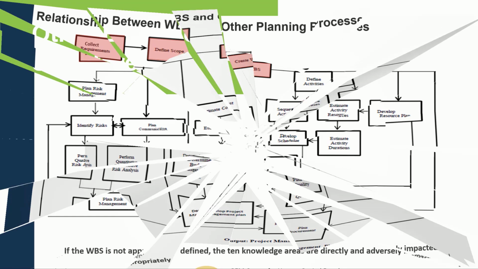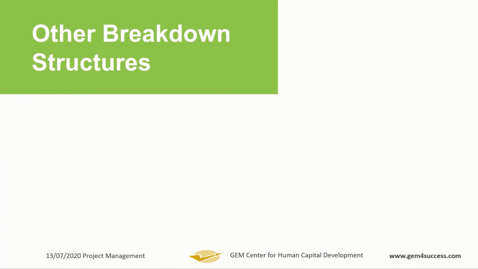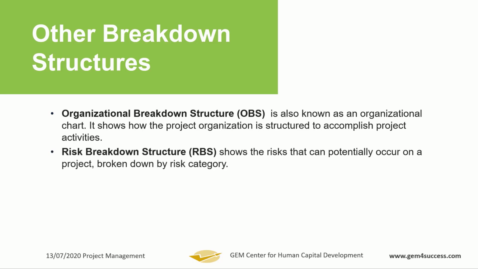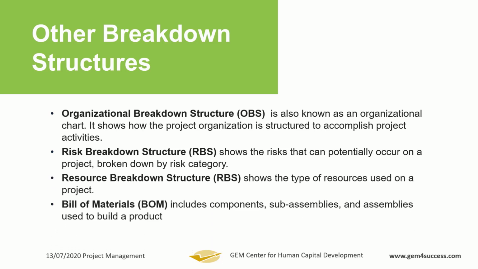So other than the WBS, there are some other breakdown structures. We'll get to know more about them when we get to knowledge areas that relate to them. You have the OBS, organizational breakdown structure. This is more like an organogram, like a chart. You have the risk breakdown structure. You have the resource breakdown structure, and then you have something called the bill of material. When we get to the respective knowledge areas, we'll discuss them.